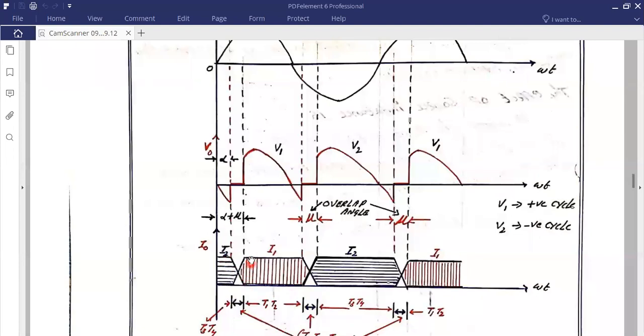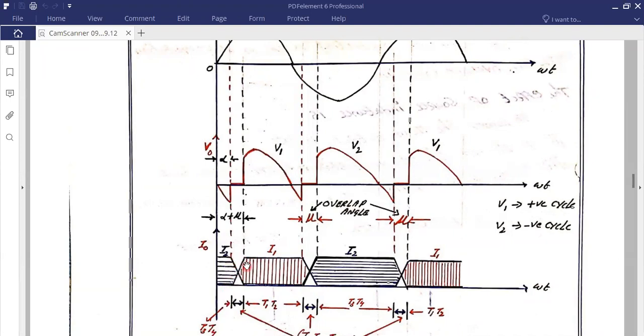In this particular span of conduction, that is, in the span of the overlapping of the current, the outgoing pair of devices are in conduction and the incoming pair of devices are also in conduction.